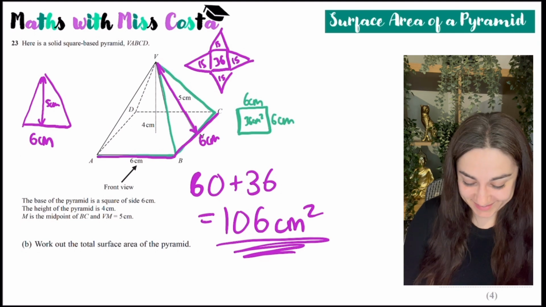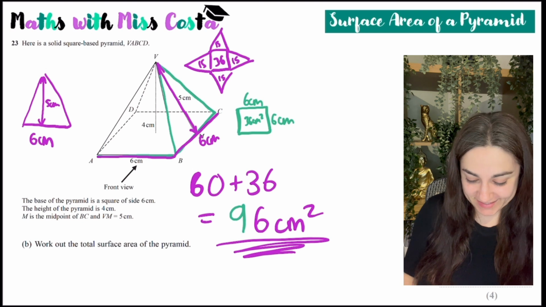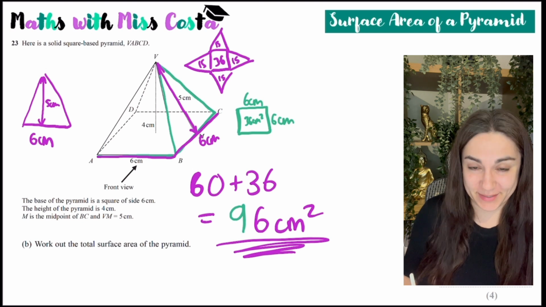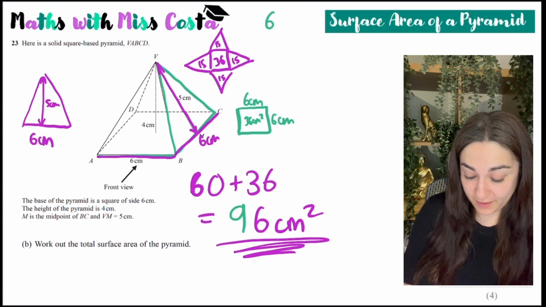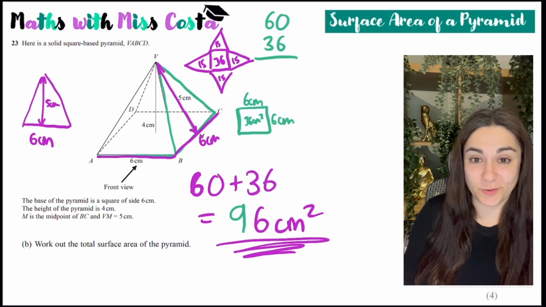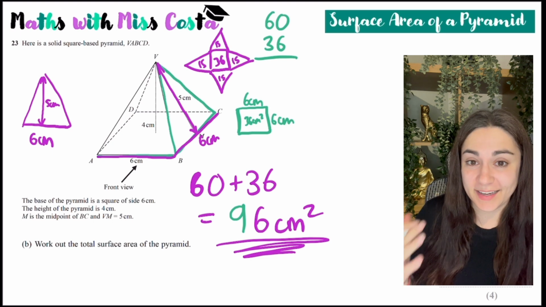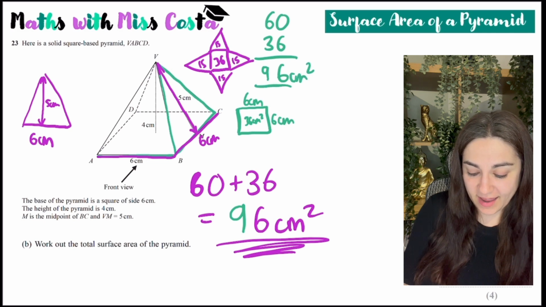And when I said 60 plus 36 was 106, what I actually meant to say was 96 centimeters squared. So even if you are really good at maths, mental maths is always, especially if you're doing a lot of things, it's helpful to just actually do the working out, because you can make silly mistakes like I have just.